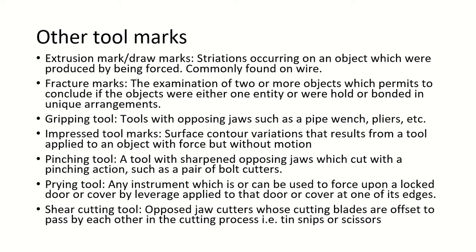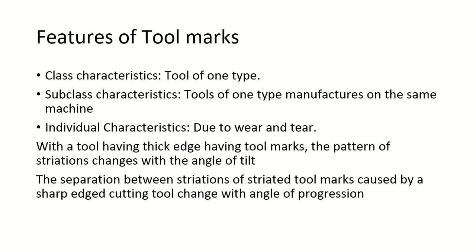Prying tool: any instrument which can be used to force open a locked door or cover by a leverage applied to that door or cover at one of its edges. So prying tool marks are found on locked doors. Shear cutting tool: opposed jaw cutters whose cutting blades are offset to pass by each other, as in the case of scissors. The features of tool marks: class characteristics will be seen in tools of one type, for example, hammer.